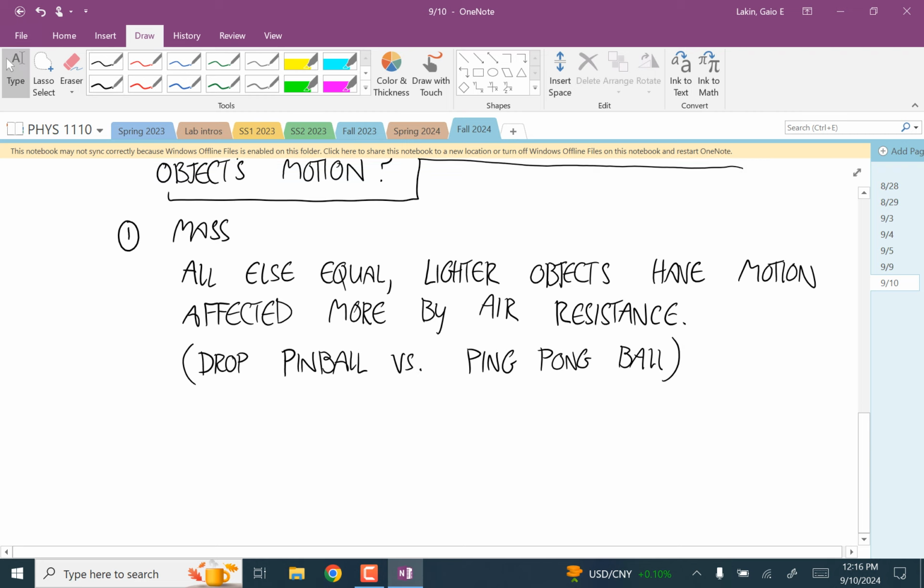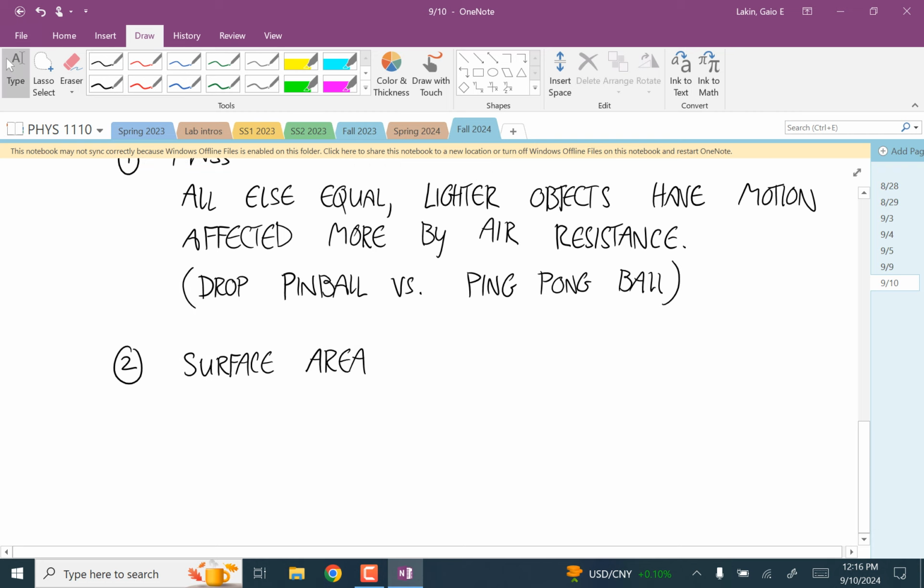The second thing that determines how air resistance affects the motion is surface area. So if everything else is the same, an object with more surface area is going to be affected more by air resistance.